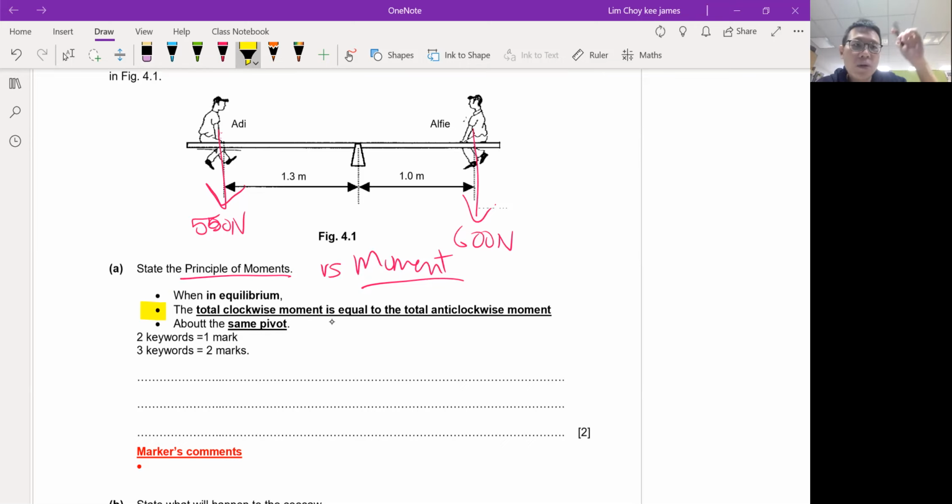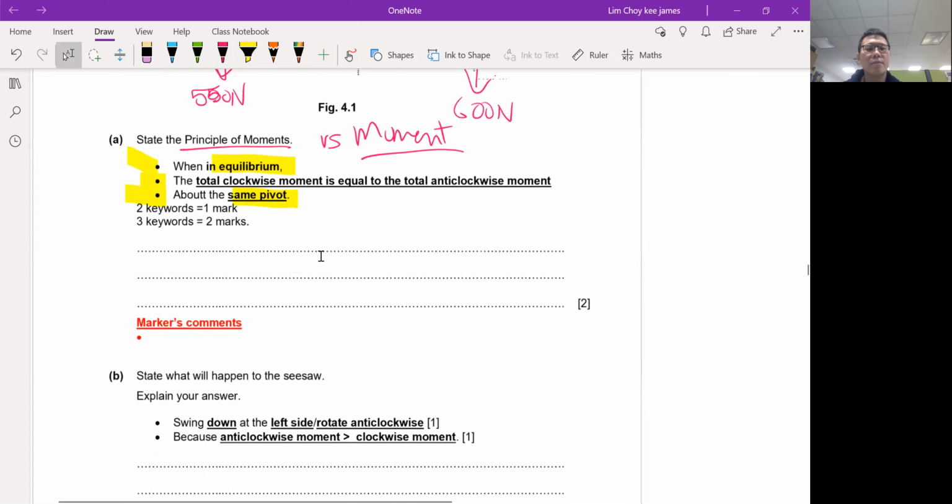This one everybody remembers. What students forget is to inform the marker that this principle only works if the object is in equilibrium first, and if the moments are calculated about the same pivot. So when you look at the definition of principle of moments, you'll find that there are three essential sections that you must give. Students, please remember, leaving out any of the sections will cost you some marks. Other than that, same thing.